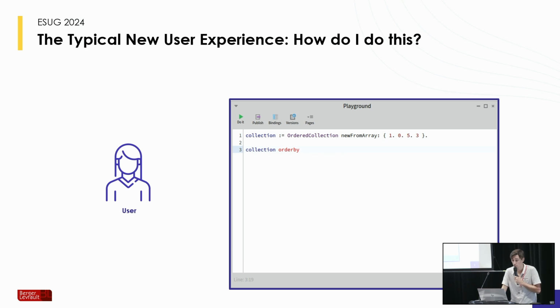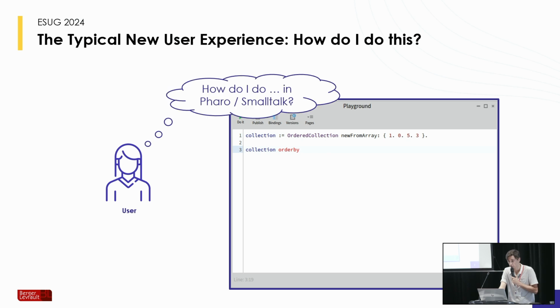So you'll have, for example, an OrderedCollection. You say, okay, now I have a collection, I want to order it or sort it. So you'll try typing in collection order by, or shift enter. You'll try to find a method, but maybe you won't find it. So this is when you ask yourself, how do I do this in Pharo Smalltalk?